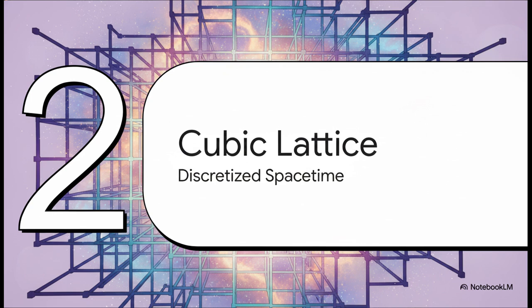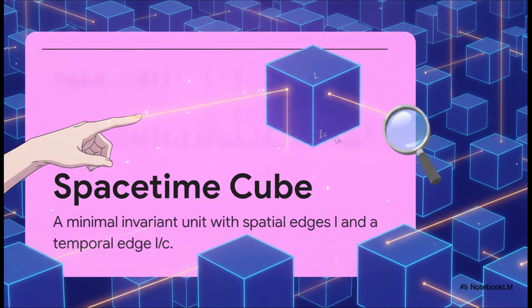Section 2. Spacetime as a cubic lattice. Let's really zoom in here. We need to shift our perspective down to the microscopic structure of space itself. Seriously, just forget that classic smooth rubber sheet analogy for a second. In Dr. Rehan's theoretical framework, space and time don't form a smooth continuum at all. Instead, they're discretized. They're broken down into these tiny, fundamental cubic cells.